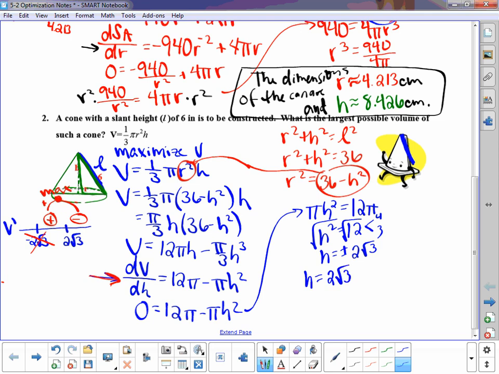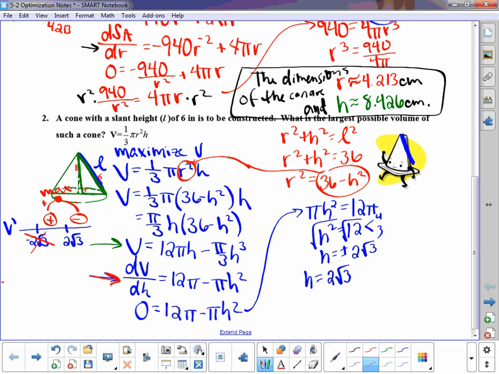Now, what was the problem actually asking for? The actual volume. So if we put into our volume equation, you could actually go ahead and use this volume equation here, since it's all in terms of h. Or go ahead and take h, plug it back in for r, and then go from there. I'm going to do that one because it's actually not too bad.